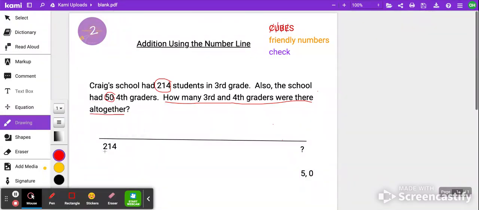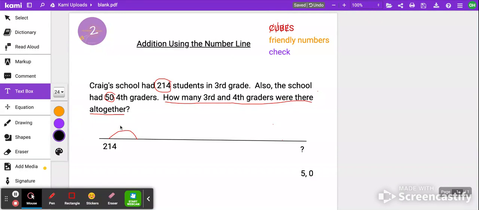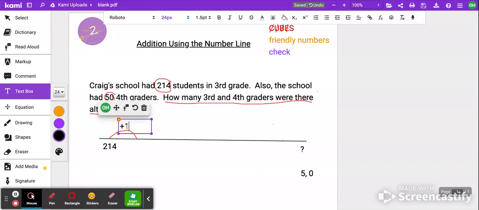Now, in order to get a friendly number, or a number that ends with the 0 or the 5, we can simply increase, and we're increasing because we're adding, because it says all together. We can go ahead and increase by 1. So I'm going to put plus 1. And if I add 1, my new amount or value is going to be 215.